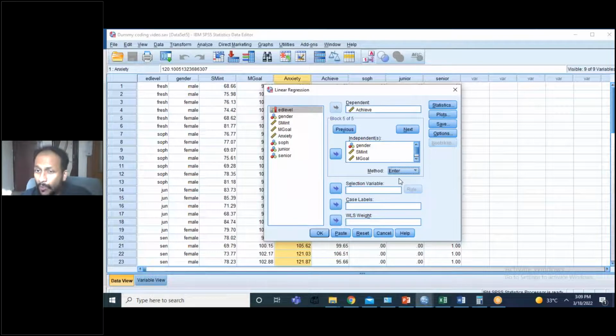Now I wanted to study the impact of each and every independent variable one by one. First, I want to add gender, then find out the impact of gender on achievement. Then I wanted to add yes mint. Then I want to add M goal. Like this, I wanted to add one by one and study the impact of the first variable, then first and second variable, then first, second and third variable, then first, second, third and fourth variable on the dependent variable. This I wanted to study.